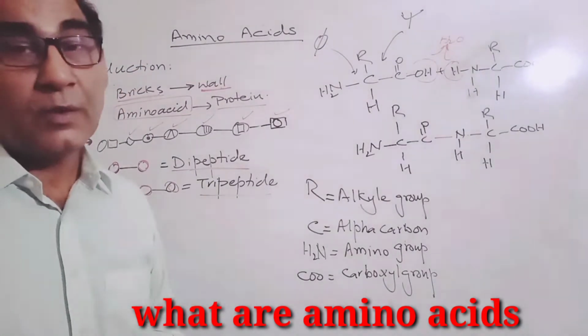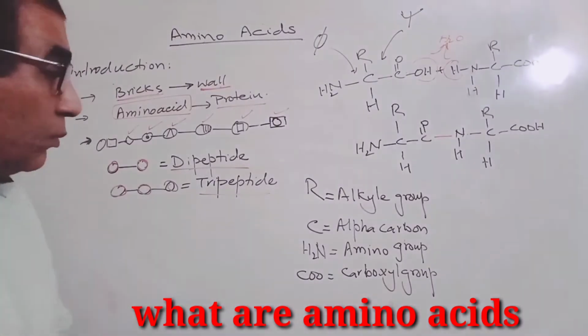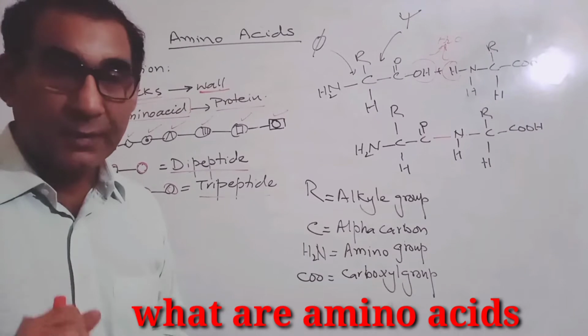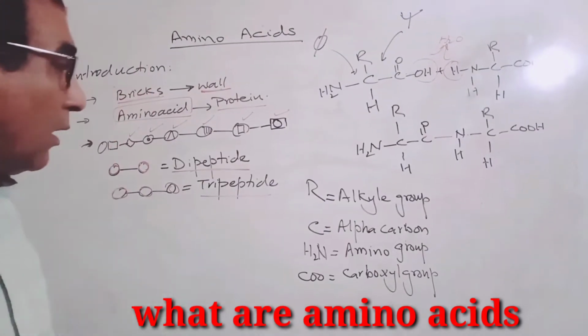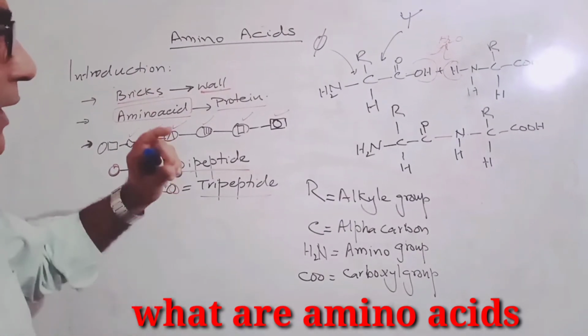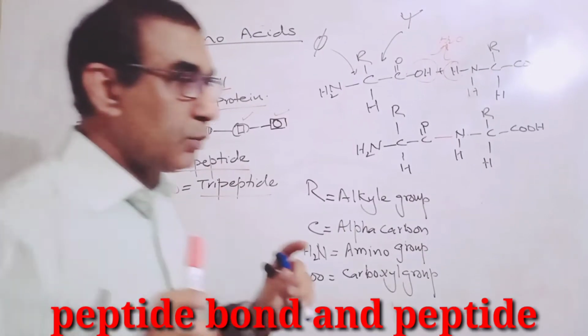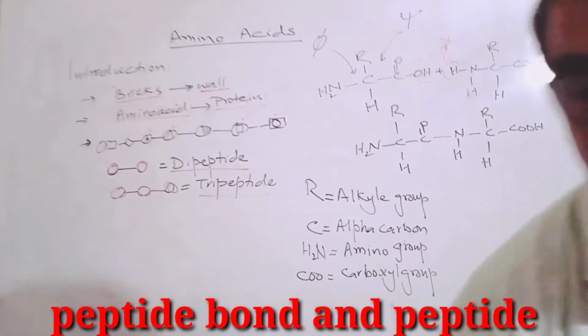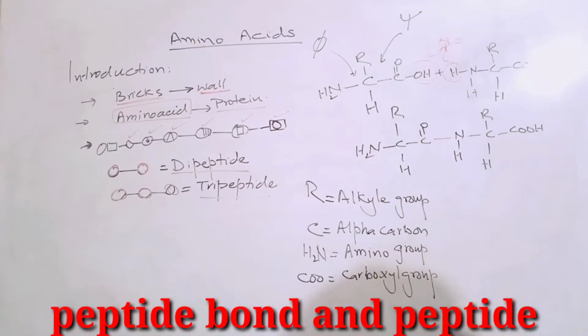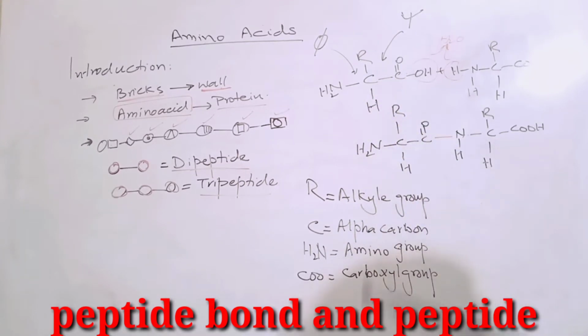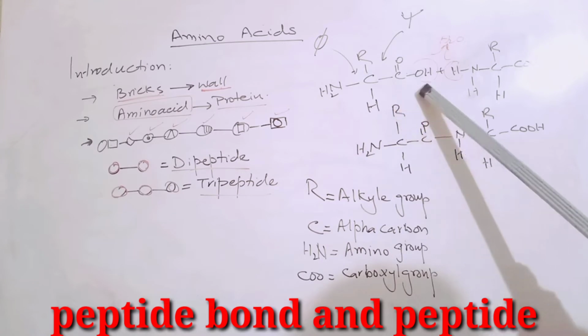And if it is formed of more than 10 amino acids, that is known as a polypeptide. Okay, polypeptide. Well, as far as the structure of an amino acid is concerned, I would like to show you the structure of an amino acid. Here is what I have drawn. This is the alpha carbon. And this is the amino group. This is known as the carboxyl group.